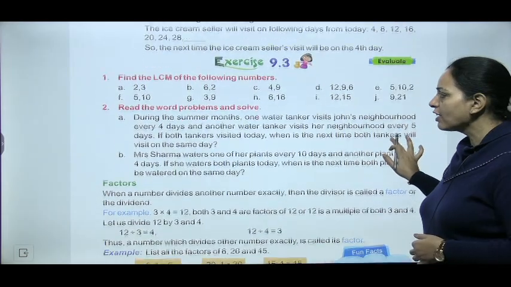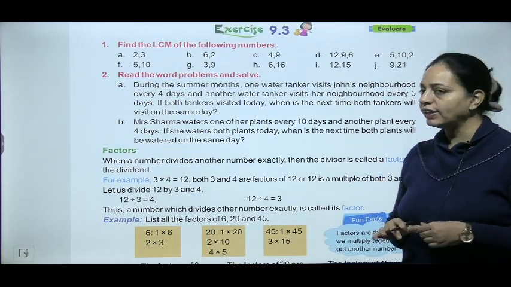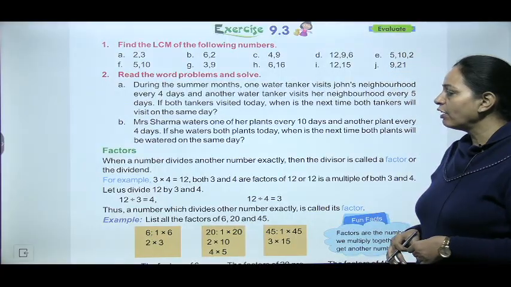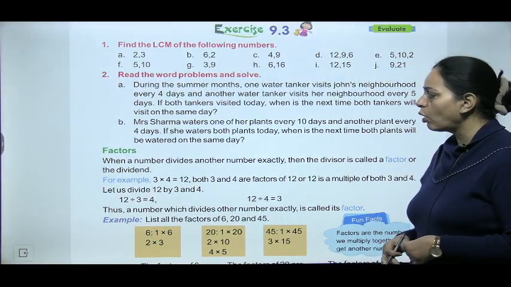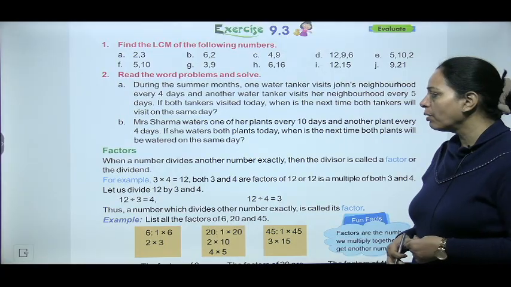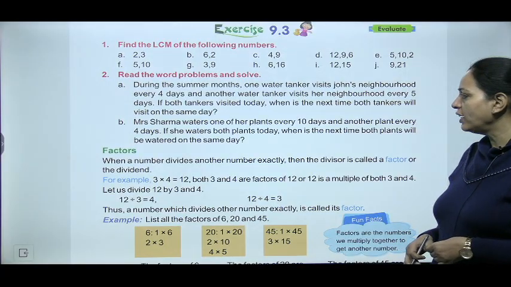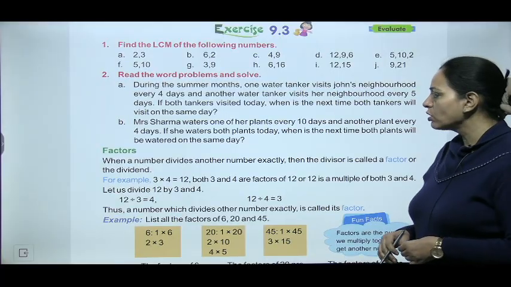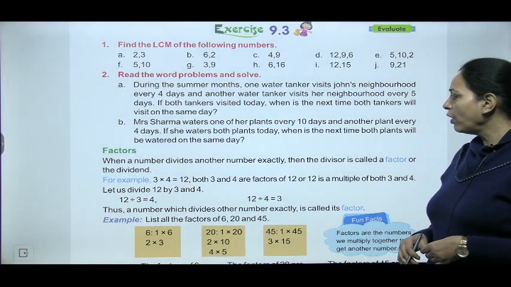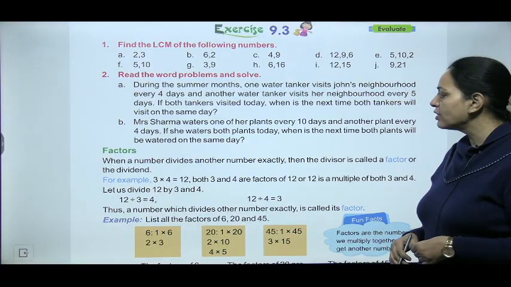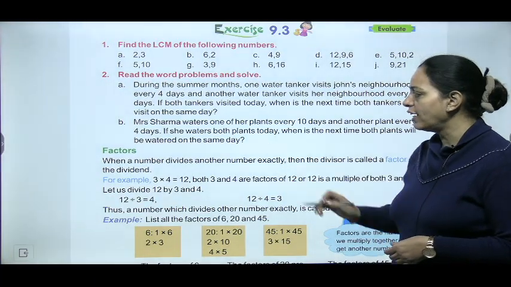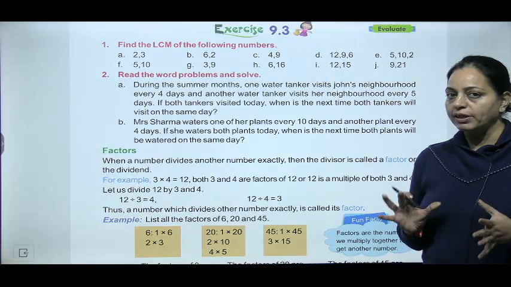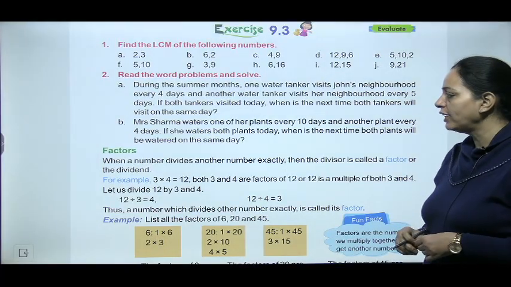Okay. Now exercise 9.3, question number 1, find the LCM of the following numbers. You can try these ones. And the second one, read the word problems and solve. Like B part, Mrs. Sharma waters one of her plants every 10 days and another plant every 4 days. If she waters both plants today, when is the next time both plants will be watered on the same day? It means you will find the LCM, common day, okay, common multiple, right?